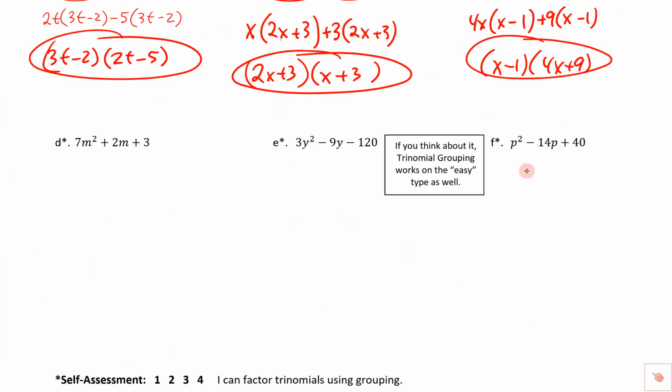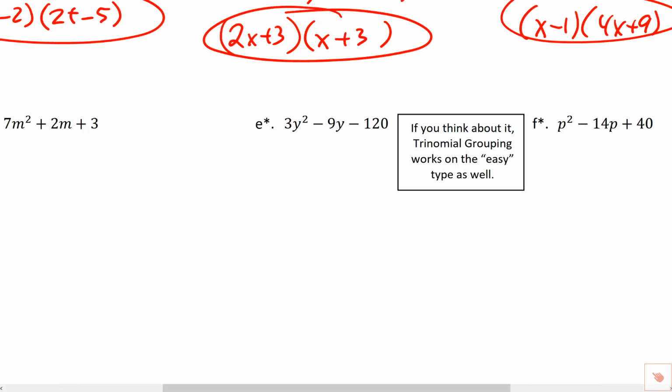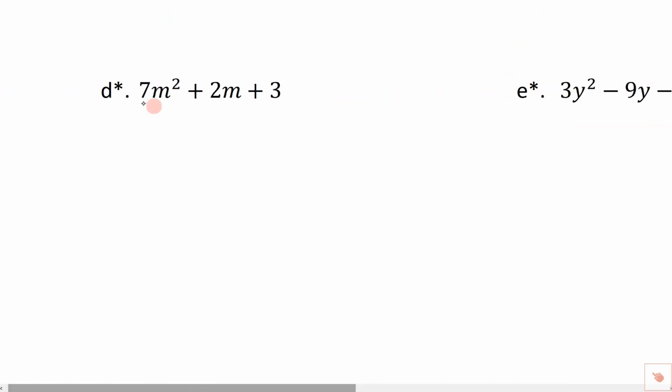Now, I've got asterisks by each one of these, okay? So let's be careful with these, and let's take a look at this first one. So on this one, we're going to multiply these two numbers together, the 3 times the 7. So again, it's the coefficient times the constant. Coefficient out front times the constant on the end. And again, the signs are included, but not the variables. So this is going to be 21. I need some numbers that multiply to be 21 and combine to be positive 2.